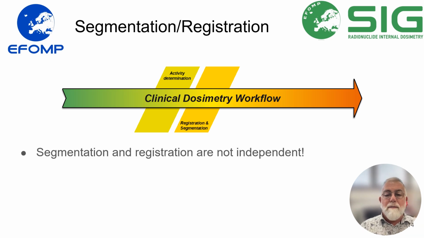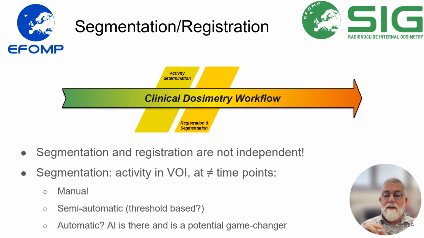And then we have segmentation, and segmentation is just making sure that we delineate organs and tumors in the patient, and that can be manual, that can be semi-automatic, threshold-based, and now it can be made more and more often automatic thanks to artificial intelligence. So artificial intelligence is here, and it's a potential game changer, because this is normally a very long and tedious step, and that can be made automatic and very fast thanks to AI.